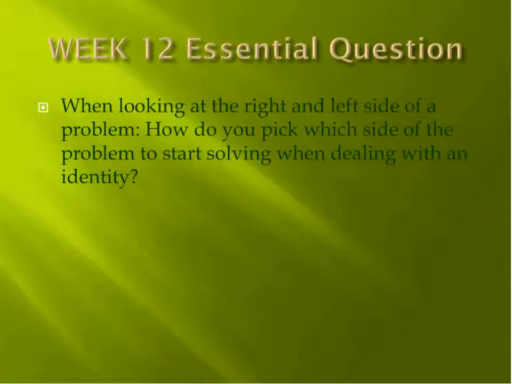So here's our essential question for today, and you'll have a really good idea how to answer this by the end of the session. It says, when looking at the right and left side of a problem, how do you pick which side of the problem to start solving when dealing with an identity? Now you probably already have a good idea of which side to pick, but I just want to really clarify for you today how you know and why you pick which side.